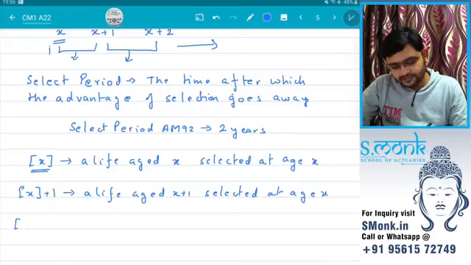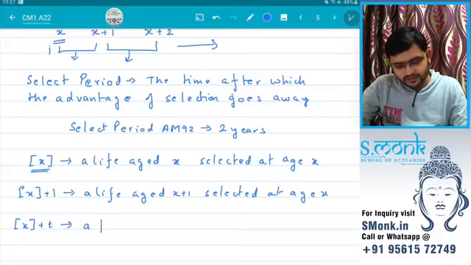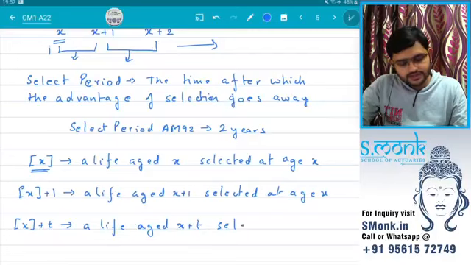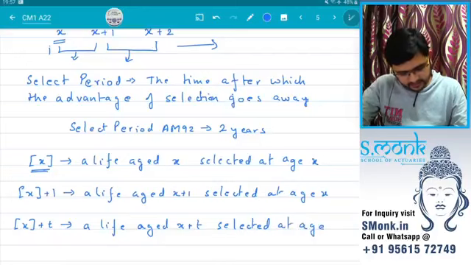Similarly, if I say select X plus T, okay, so a life aged X plus T selected at age X.